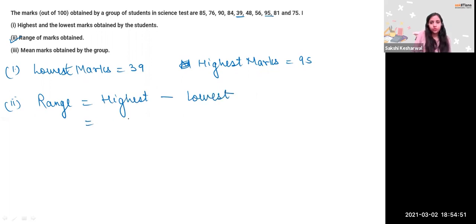So this is 95 minus 39. 15 minus 9 is 6, and 8 minus 3 is 5. So 56. That's the range. So all the numbers lie within a spread of 56 marks.